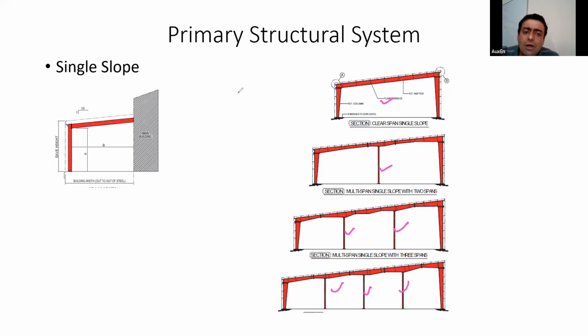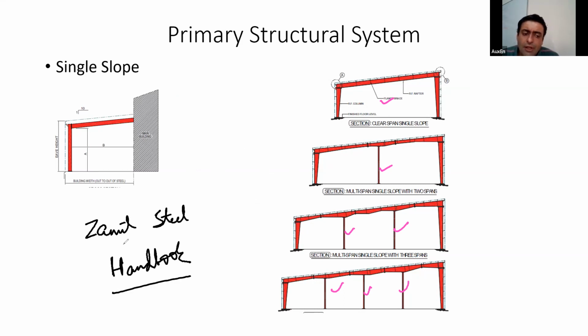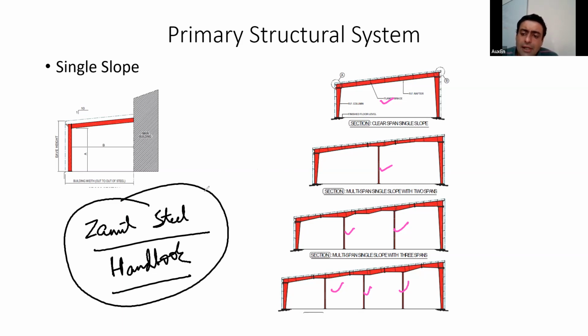Okay, from where have I taken all these pictures? All these pictures I have taken from the Zamil Steel Handbook. Zamil Steel, as I told you, is a big company, a very old company, almost 50 to 60 years old, who are market leaders in PEB systems. They have developed a wonderful handbook where they have included all these pictures. Whatever pictures you see in this presentation, I have taken from this Zamil Steel handbook. I will share that handbook on the WhatsApp group. Okay.